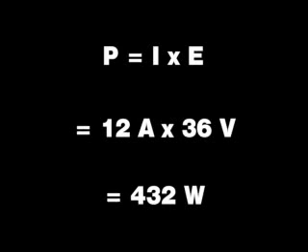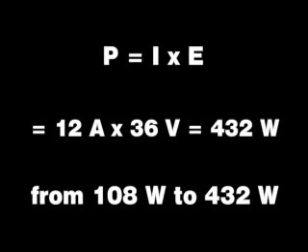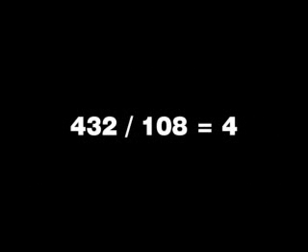Now what about power? Well, power equals I times E. 12 amperes multiplied by 36 volts equals 432 watts. Notice that the power has increased just as we suspected, but it increased quite a bit more than the current. Why is this? Because the power is a function of voltage multiplied by current, and both voltage and current doubled their previous values. The power will increase by a factor of 2 times 2, or 4. You can check this by dividing 432 watts by 108 watts and seeing that the ratio between them is indeed 4.